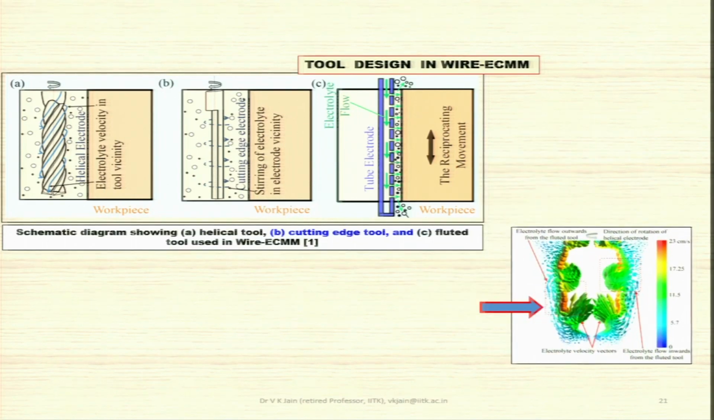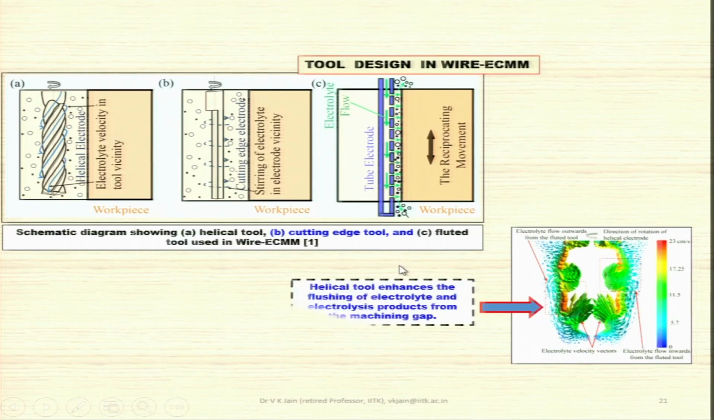Now you can see here that electrolyte velocity vectors are given over here. Some theoretical work has been done by Dr. Divyans Patel. Let us not go into many details. Here the helical tool enhances the flushing of electrolyte and electrolysis products from the machining gap. So it is just to show that feature of the flushing of the electrolysis products.